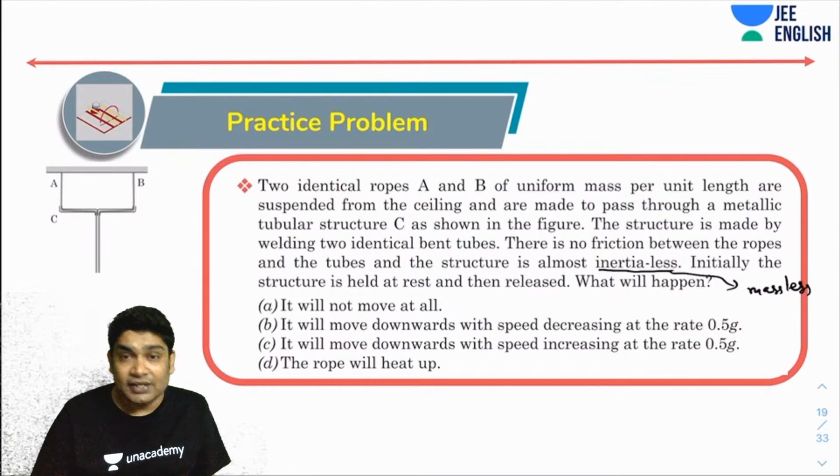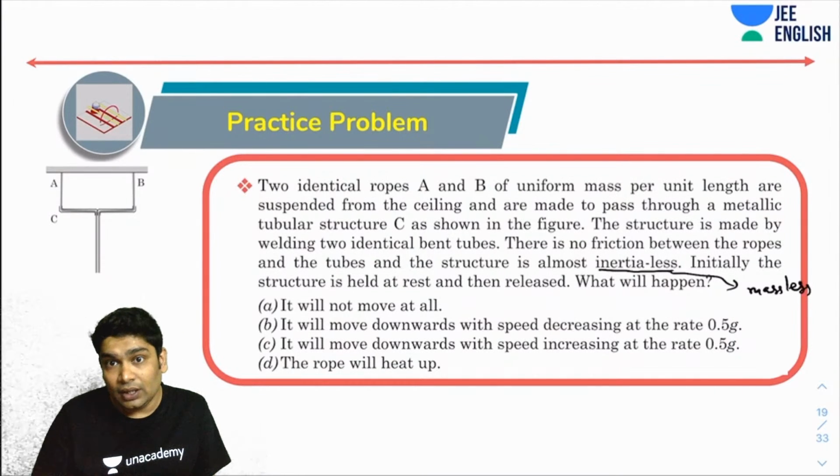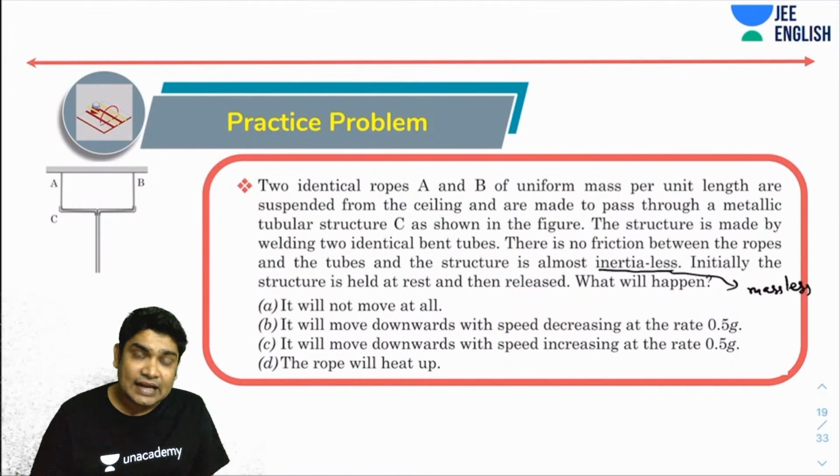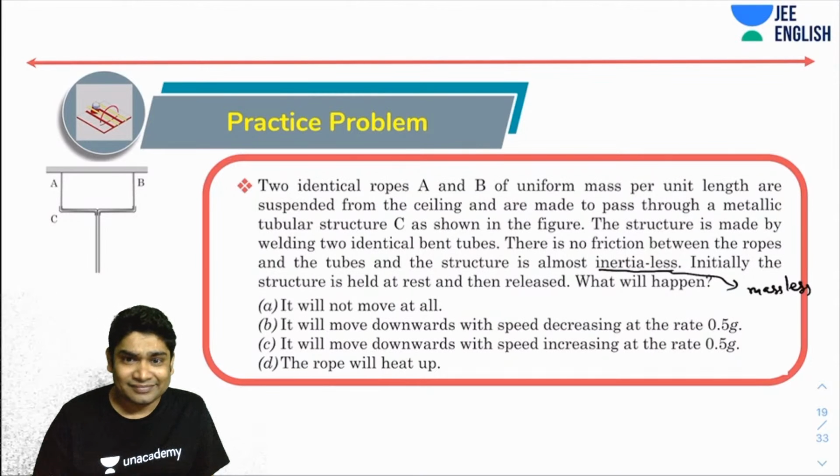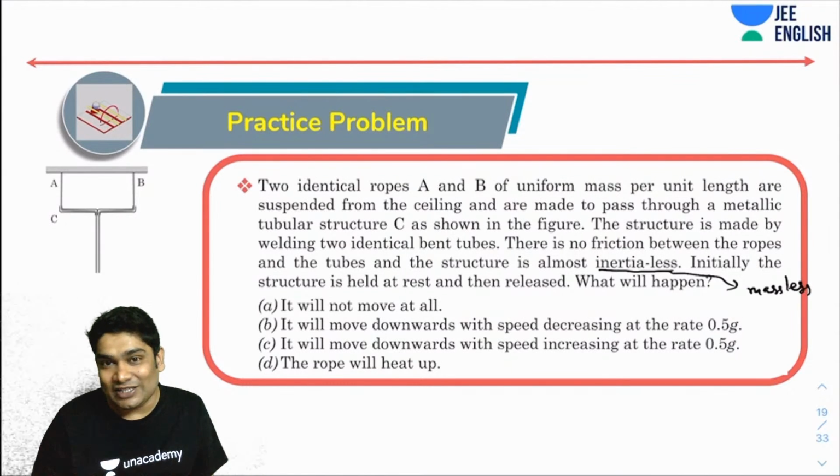So heat is a form of energy. First of all, heat is a form of energy. So if the rope is getting heated up, where is that energy coming from? Where is that energy coming from? Think about it. Just the tension cannot cause anything to heat up. Tension alone cannot cause anything to heat up.